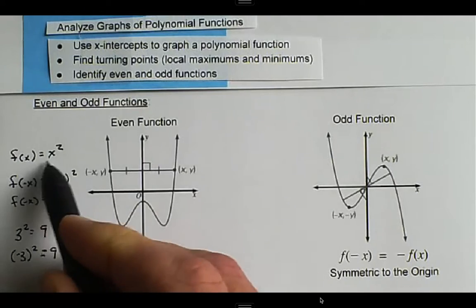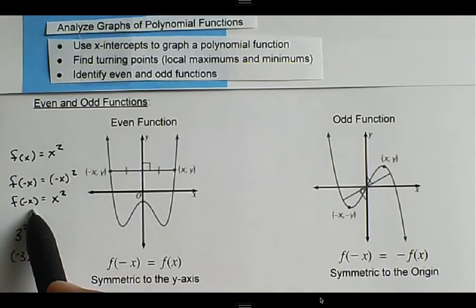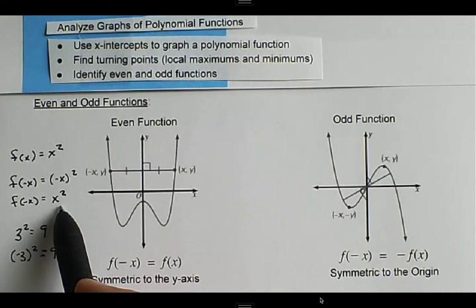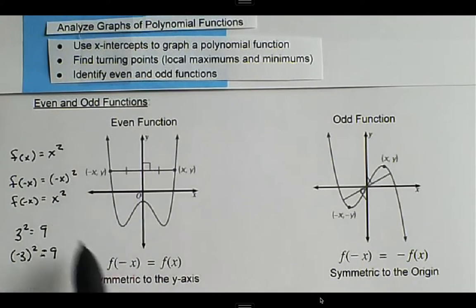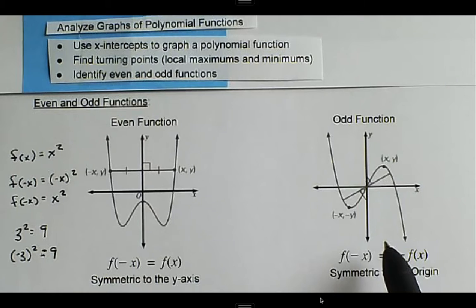So because f of x is equal to x squared and f of negative x is also equal to x squared, that means that f of x is equal to the function f evaluated at negative x. Now let's take a look at maybe an odd function. For an odd function, we know that the highest degree needs to be an odd exponent.